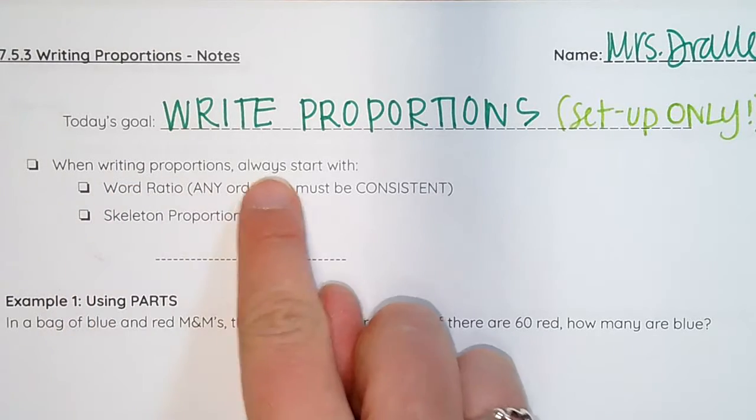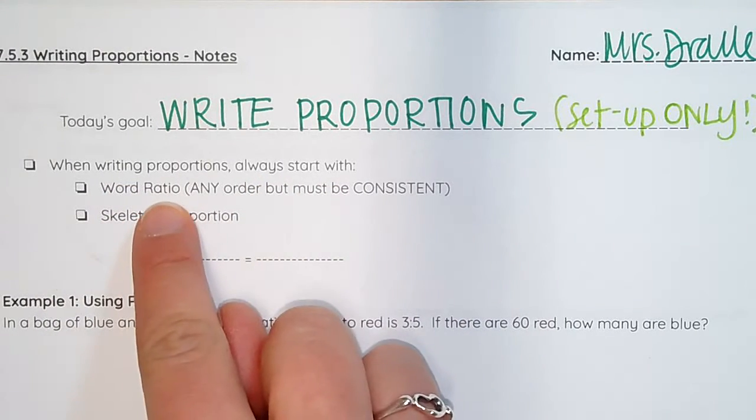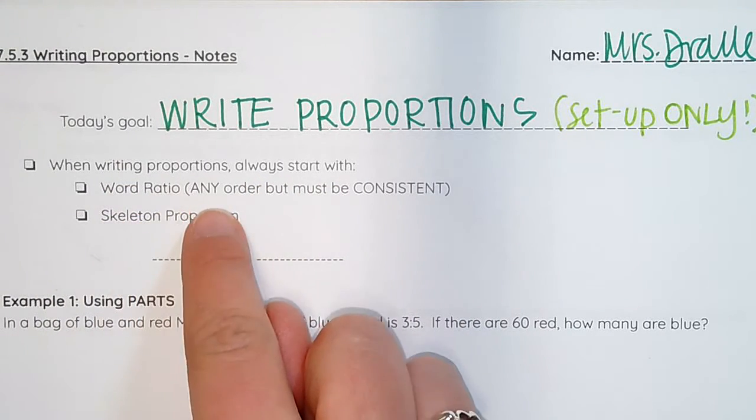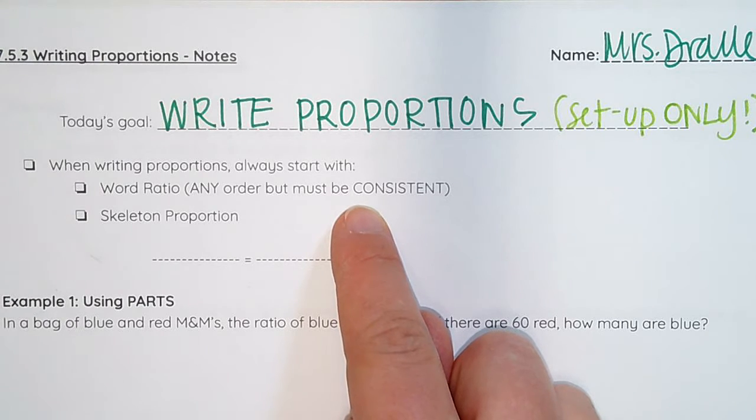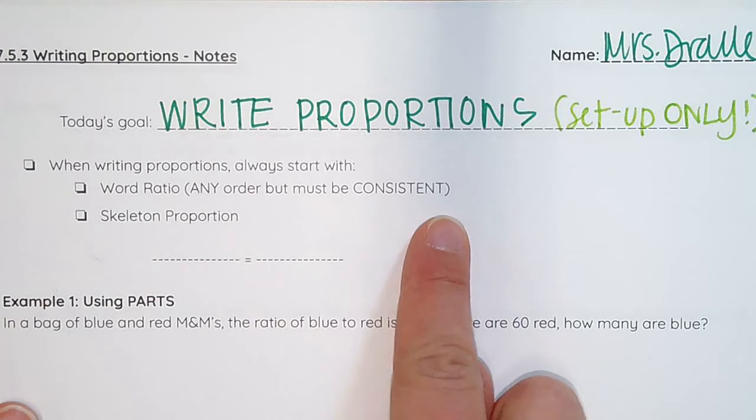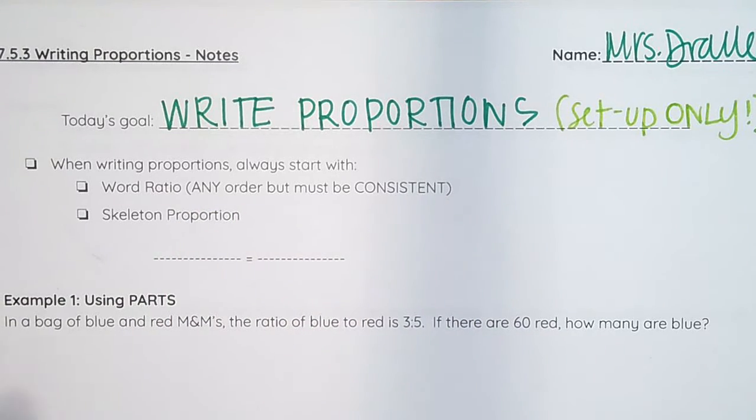When we write our proportions, we always start with our word ratio. With proportions, our order doesn't matter as much, but it does need to be consistent. With unit rate problems, we needed to make sure to have something specific on the bottom in the denominator. For proportions, it doesn't matter as long as throughout the entire problem, we are consistent.